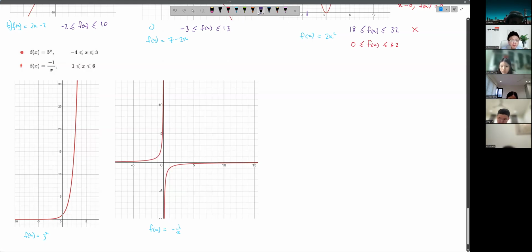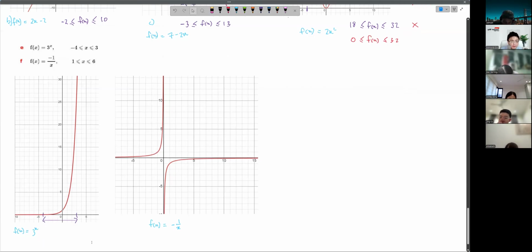So you look at your domain, your lowest point, this is -4, right? From the graph, it's basically between here and here in this range. You notice that if you look at the graph, it is going up. There's no going up and going down like just now. So here you substitute when x equals -4, your fx equals 1 over 81.